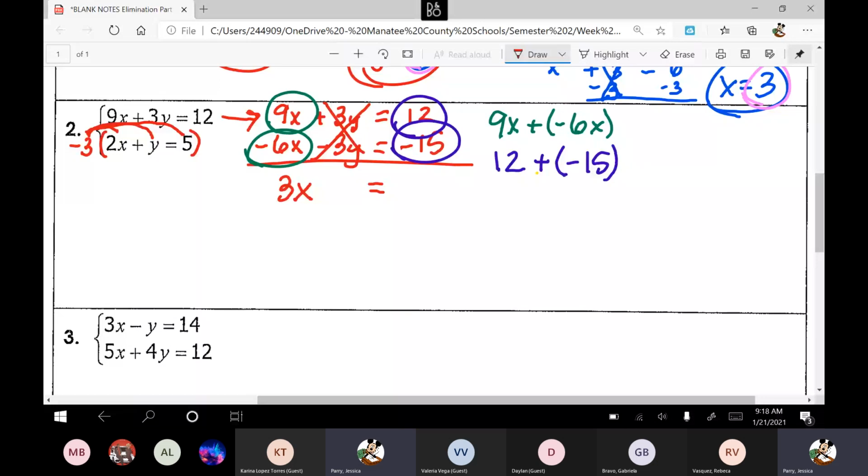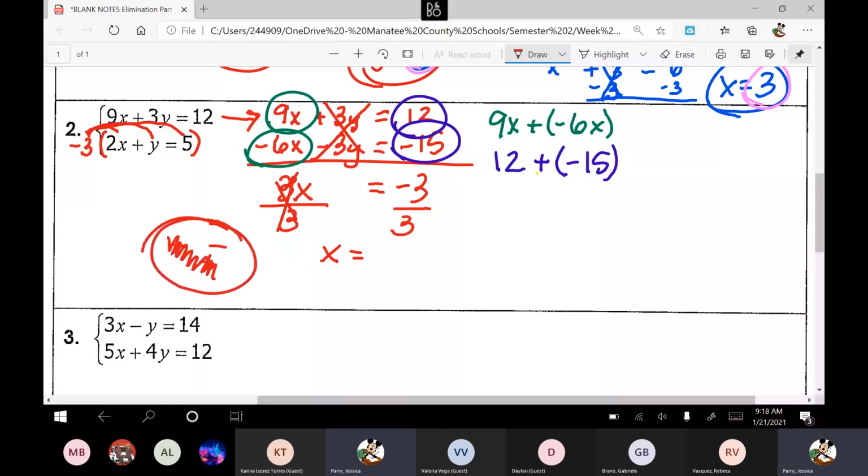Awesome, good job. That is negative 3. And then we're just going to continue solving like we did earlier this week. We know this is 3 times x, so we're going to do the opposite. Divide by 3. So then x equals negative 3... whoops. Negative 3 divided by a positive 3 is negative 1. So we got part of our answer.